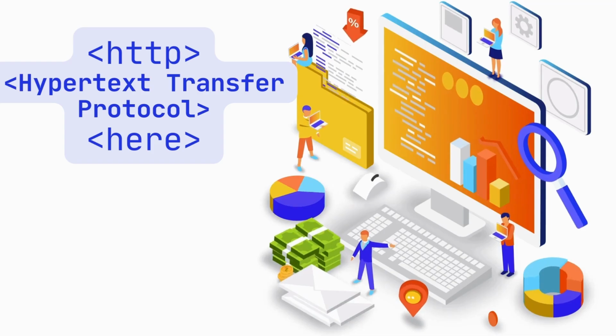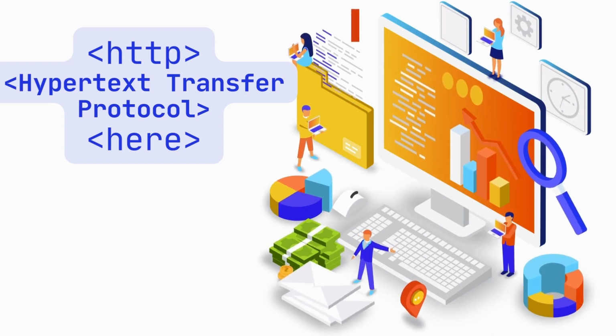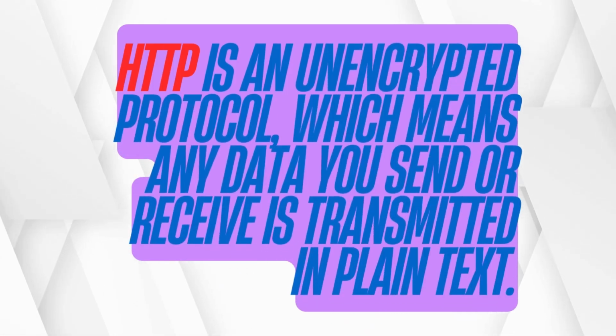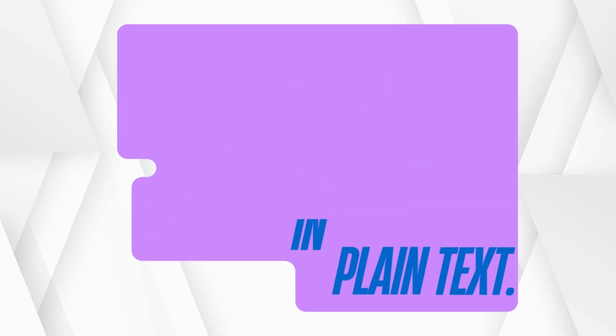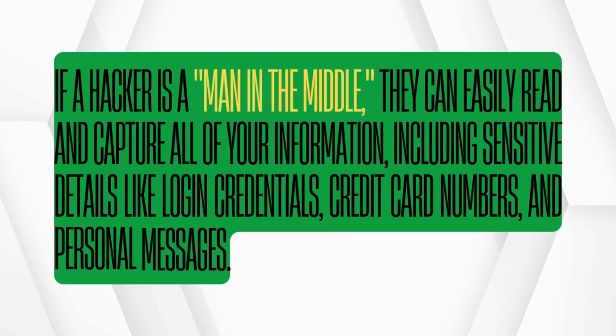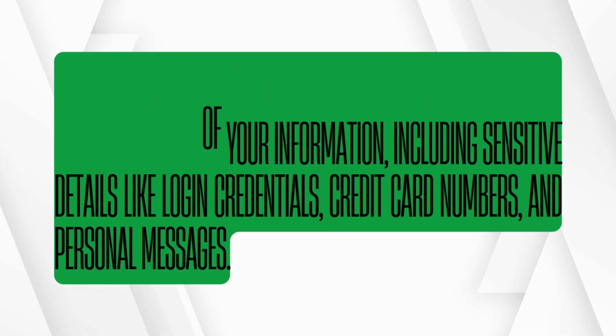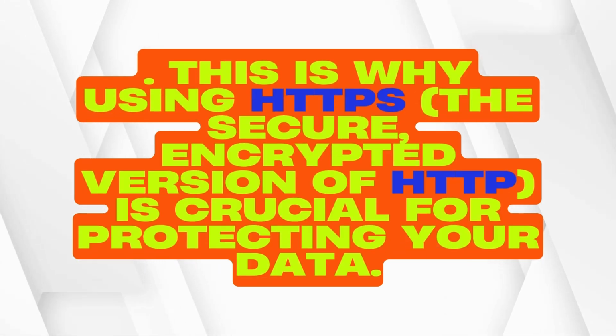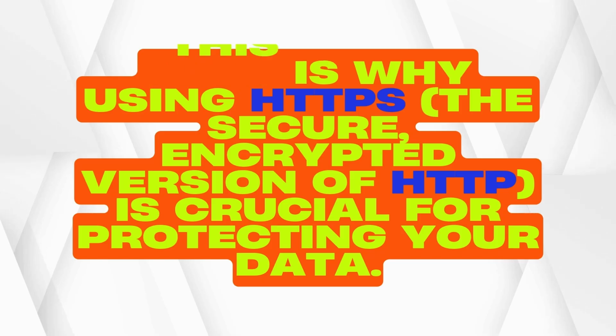So what's the big deal if an attacker is in the middle? Well, it depends on how the website you're visiting handles your data. Let's talk about HTTP, Hypertext Transfer Protocol. HTTP is an unencrypted protocol, which means any data you send or receive is transmitted in plain text. If a hacker is a man in the middle, they can easily read and capture all of your information, including sensitive details like login credentials, credit card numbers, and personal messages. This is why using HTTPS, the secure encrypted version of HTTP, is crucial for protecting your data.